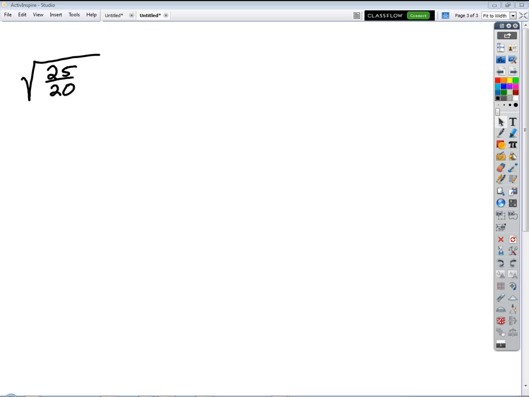Okay, so one good idea would be if we have a fraction inside a radical, why not reduce the fraction and make the number smaller, right? So we could rewrite this. Okay, we could rewrite this as what? 25 over 20 reduces to.